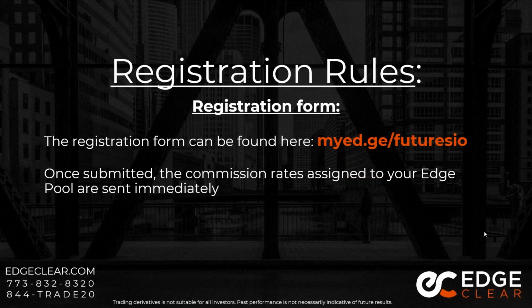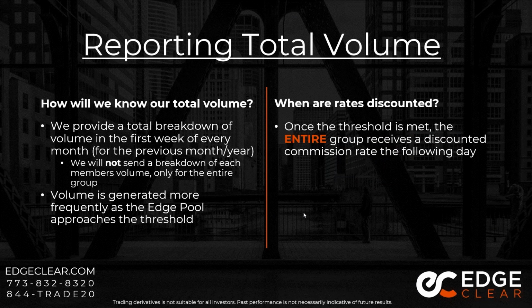Okay. So the last thing is, how does the group know what their volume is? Go ahead, Max. So like I'm sure you're all asking yourself, how will the entire group know the total volume? Well, we'll send the total breakdown of volume per group at some point during the 1st week of every month. Now, there might be delays, but the goal is the 1st week of every month, meaning your group's total volume will be calculated for August during the 1st week of September. We will then send that number to every group member once calculated.